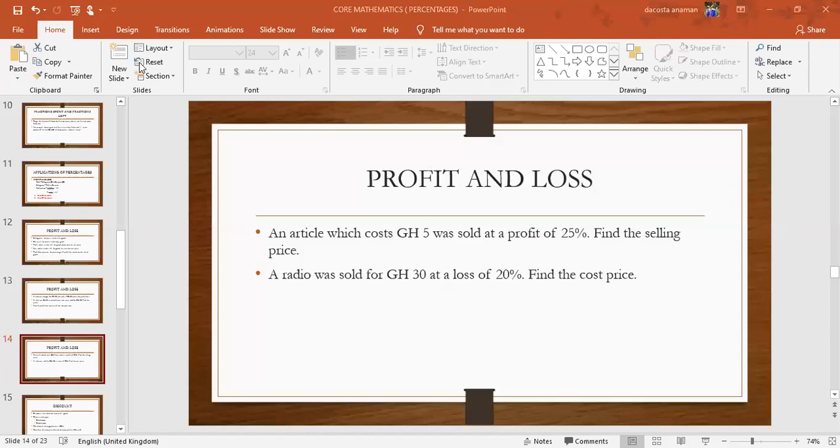Okay, so for the first question, it says an article which cost 5 cedis was sold at a profit of 25%. And you should find the selling price.